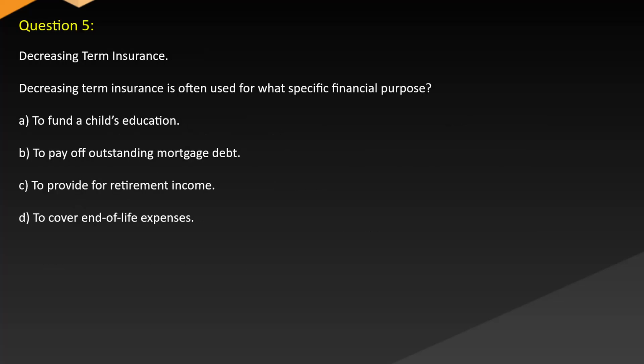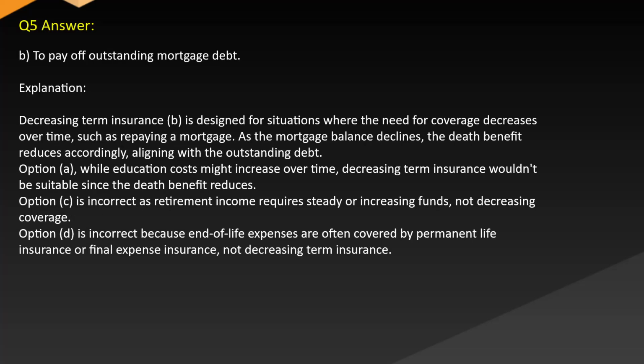Question 5. Decreasing term insurance. Decreasing term insurance is often used for what specific financial purpose? A. To fund a child's education. B. To pay off outstanding mortgage debt. C. To provide for retirement income. D. To cover end-of-life expenses. Answer. B. To pay off outstanding mortgage debt.